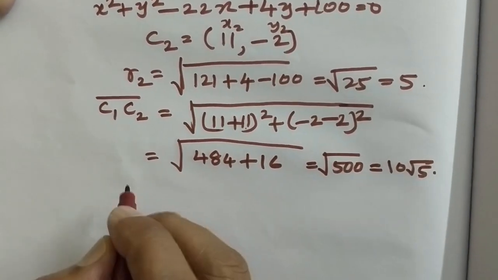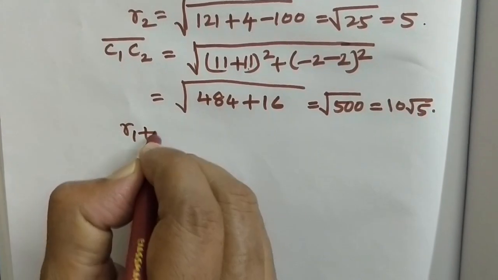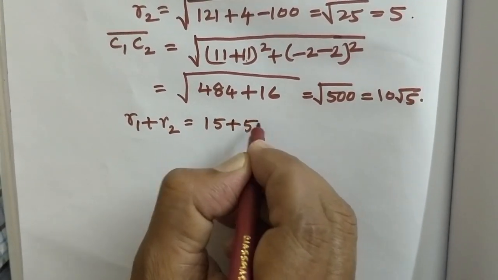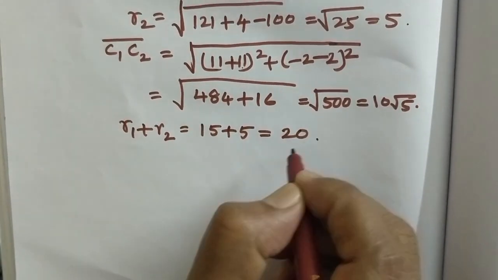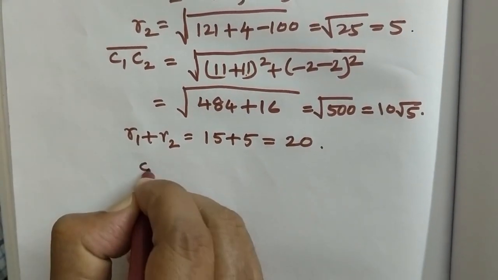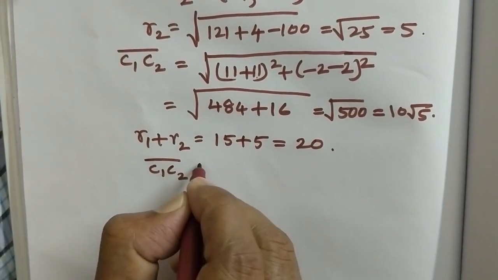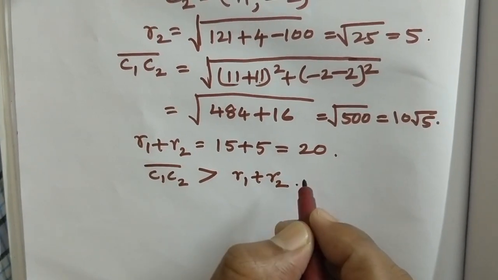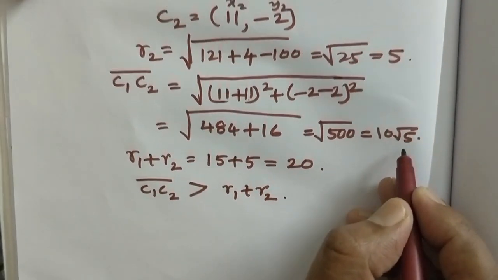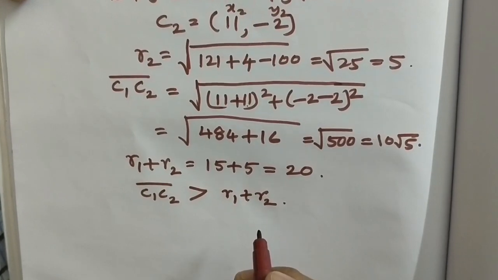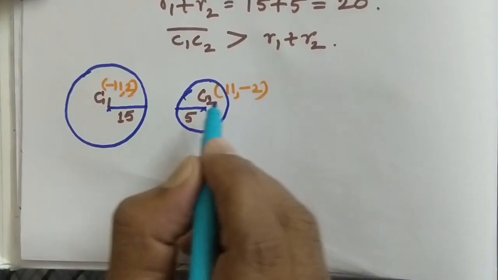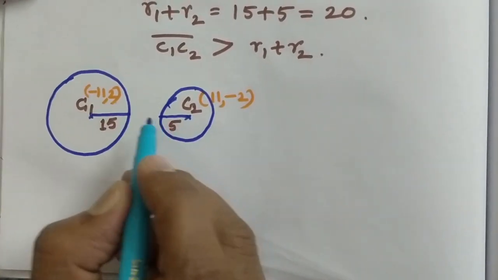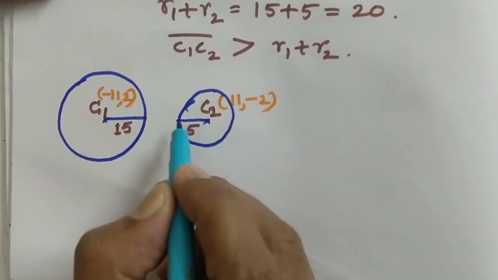Okay. Now R1 plus R2 is equal to 15 plus 5 is equal to 20. You know that C1C2 here is greater than R1 plus R2. Why? Because this is circle 1 and this is circle 2, having the centers (minus 11, 2) and (11, minus 2), and the radii 15 and 5. The distance between C1 and C2 is 10 root 5.